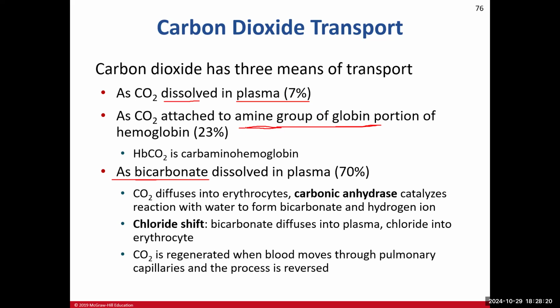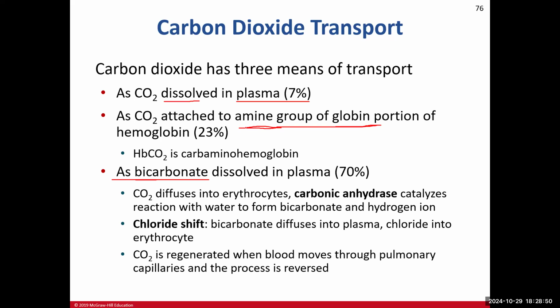So those are the 3 ways that carbon dioxide travels in the blood: either dissolved in the plasma, attached onto the hemoglobin molecule, onto the amine group there, or converted into bicarbonate, which then will dissolve into your blood plasma. So we're going to discuss how we create bicarbonate, that buffer that we're going to discuss.